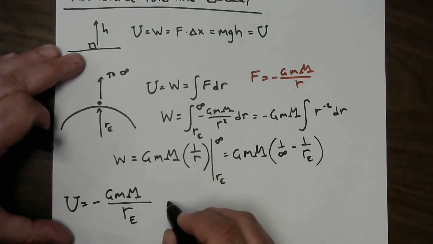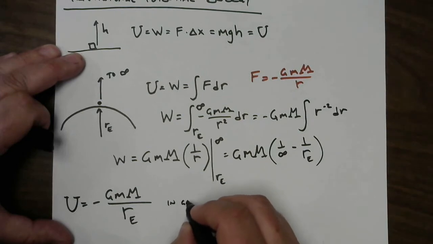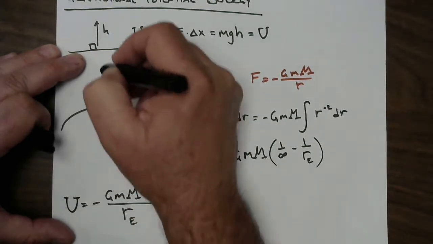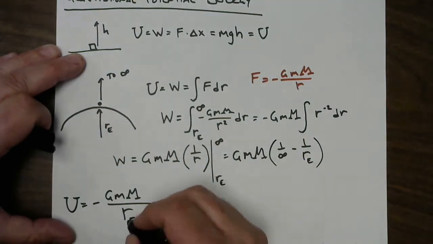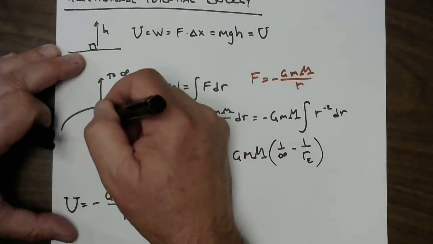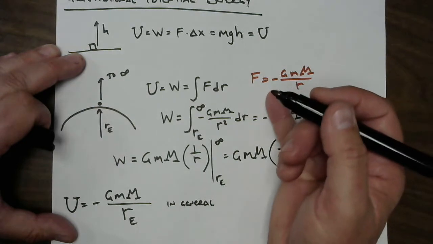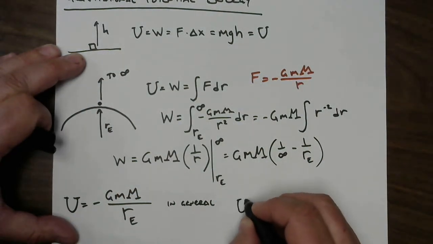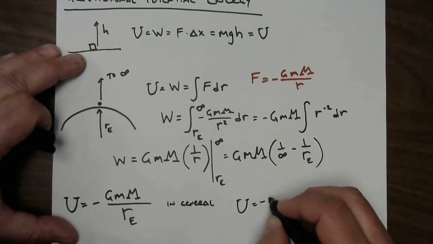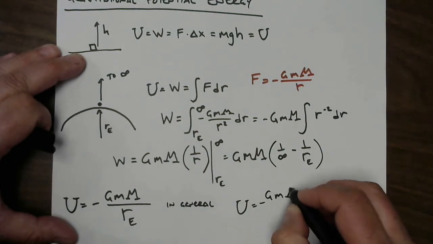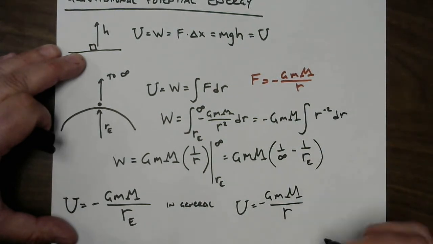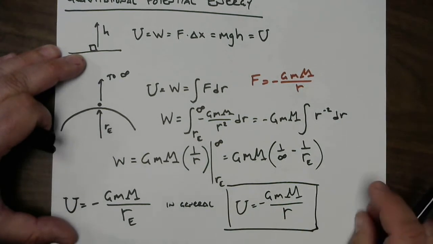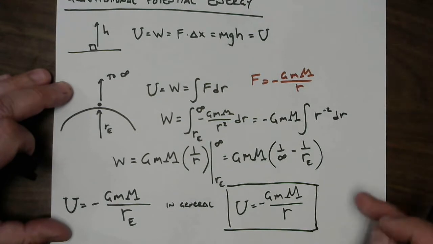Or in general, if we were to start somewhere other than the surface of the Earth, if we were to start up a little higher, it would just be that radius. As long as the radius isn't inside the Earth, that would change the force. So as long as we're outside of the Earth, the potential energy is minus GMm over r. General result. So the potential energy looks just like the force law.